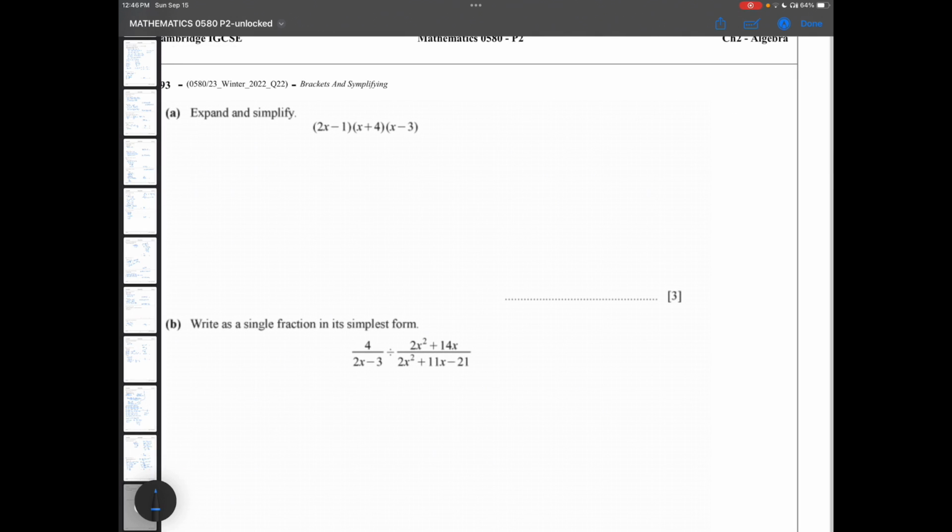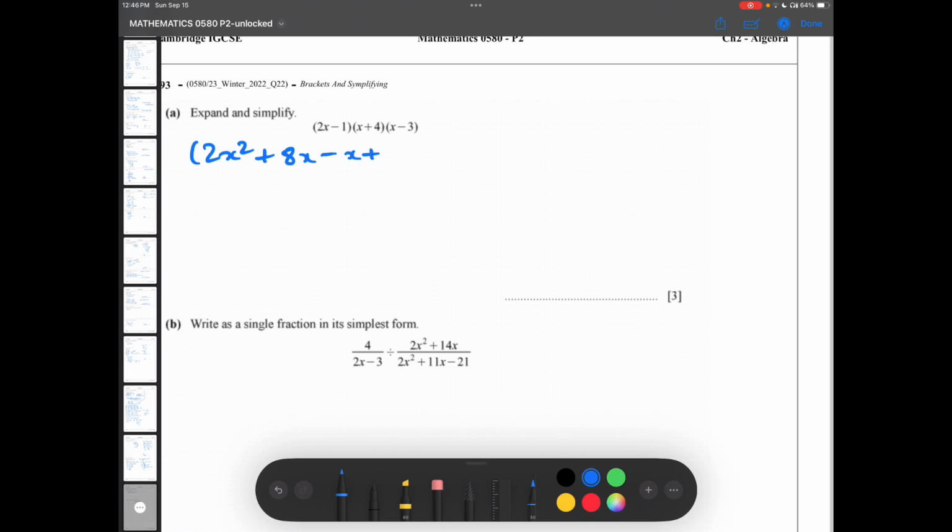The next part says expand and simplify. We have three brackets over here, so we will expand it one by one. First, I will multiply 2x minus 1 with x plus 4. When I multiply 2x with x, I get 2x square. When I multiply 2x with plus 4, I get plus 8x. Then I multiply negative 1 with x, I get minus x. Then I multiply negative 1 with positive 4, I get negative 4.